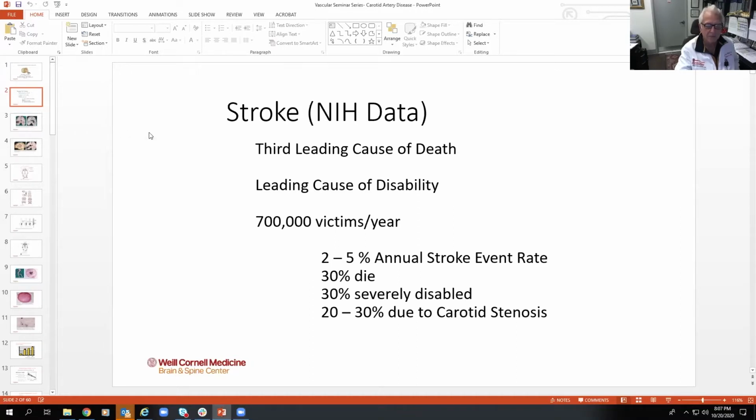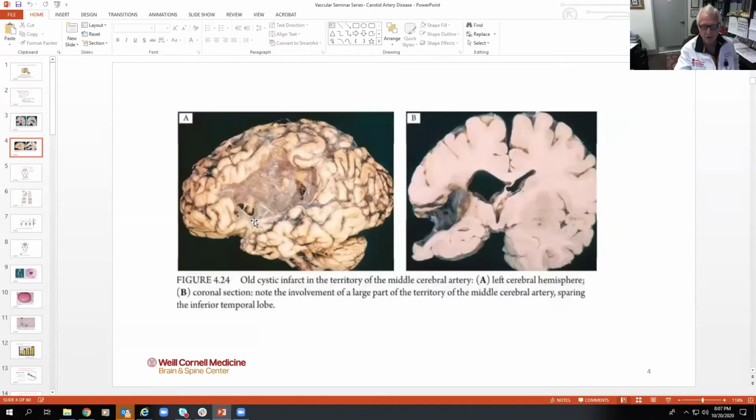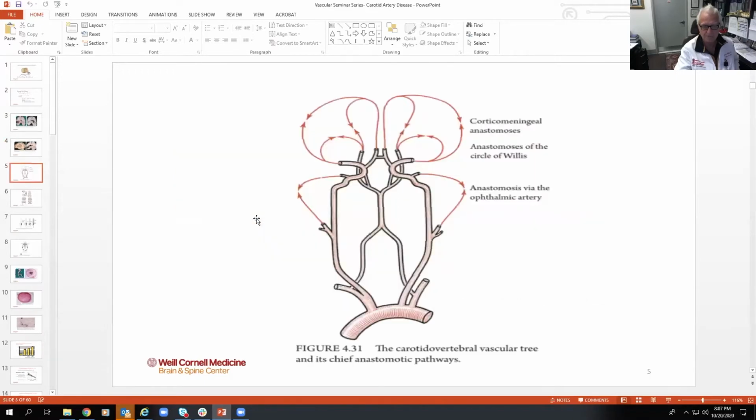And what happens after an embolus flows from the carotid artery up into the internal carotid circulation in the middle cerebral is you get complete occlusion of the middle cerebral, and you can either get a wet infarct like this, where there's a bleed into the ischemic cavity, or you can have a dry infarct, which eventually becomes a cavity over time in the middle cerebral distribution.